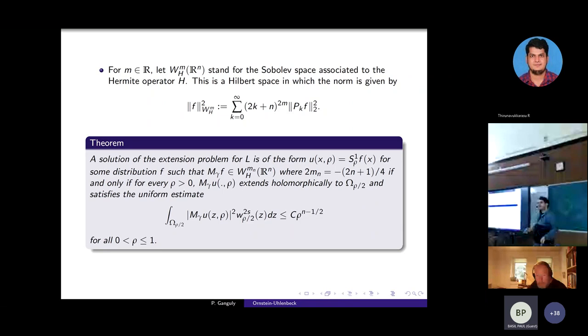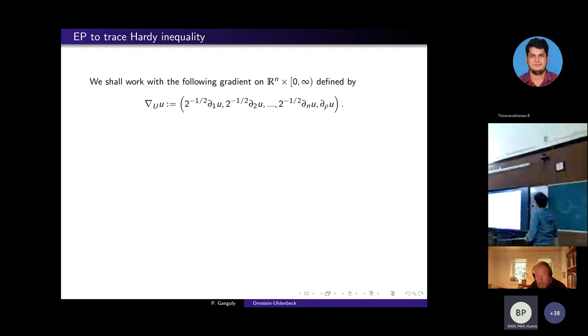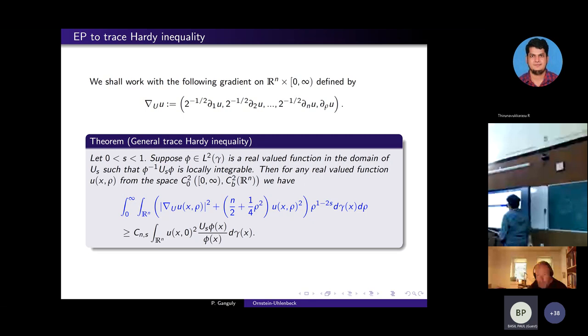Okay, so to state the trace Hardy inequality, we will work with this gradient on R^n cross the half line. I'm just normalizing it in a suitable sense, just multiplying by 1 over root 2 every vector field. And this is our general trace Hardy inequality, which says if s is between 0 and 1 and phi is an L2 function which is in the domain of the fractional power of U, such that phi inverse U^s phi is locally integrable so that this integral makes sense, then for any real valued function in this space, so we can actually take smooth functions, that doesn't matter.